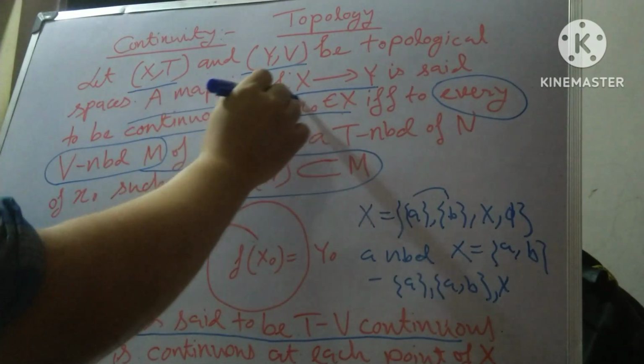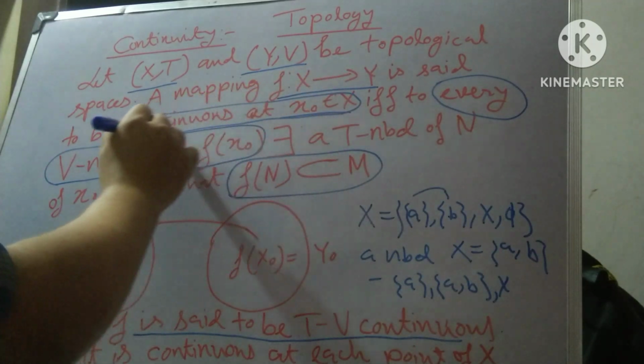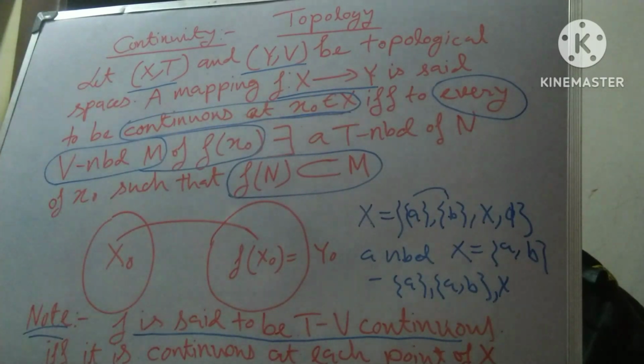Continuous at point x0 means continuous at a point, and the function is totally continuous when each point of X is continuous. Okay, continuous at each point, so it is continuous. So must remember f(N) is a subset of M. Now friends, I will give some examples for more clearance.